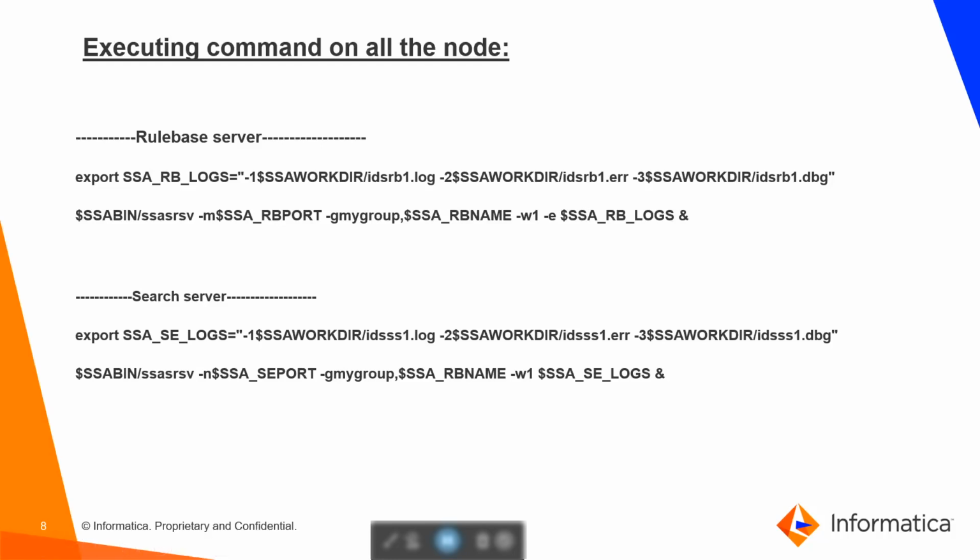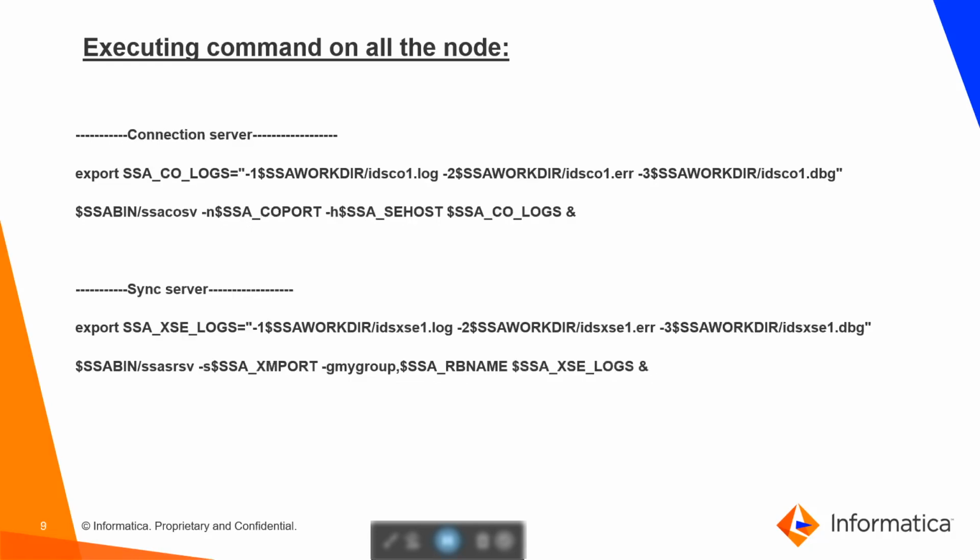So now coming to the search server, you can start the search server with SSA SRSV followed by the -n parameter and the port number, and you specify the -g. That means you are adding this search server to that server group, followed by other parameters as per the requirement. Same goes for the connection server. You can export the logs and then use the executable and the parameters to start the connection server.